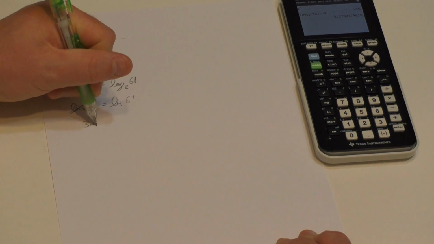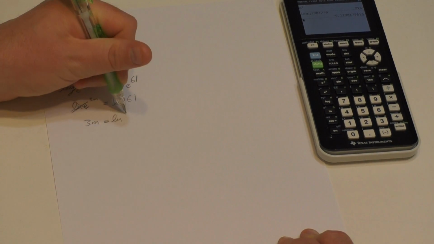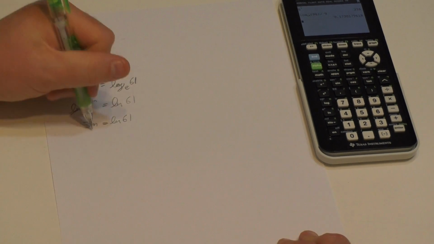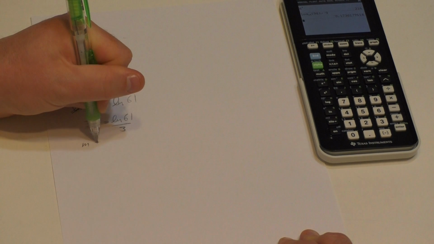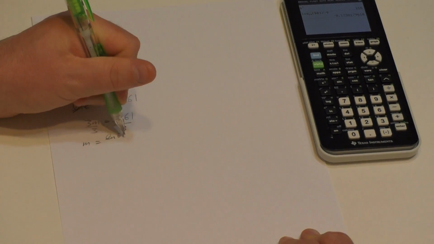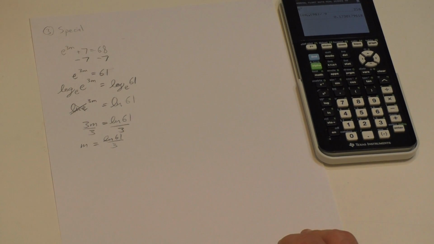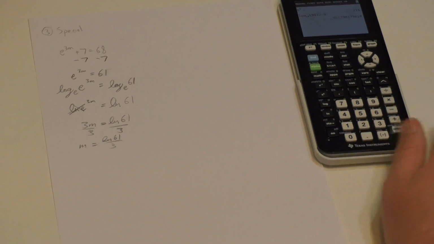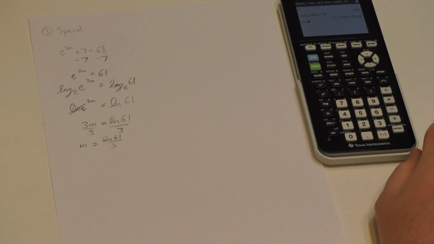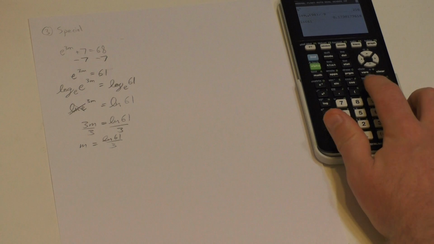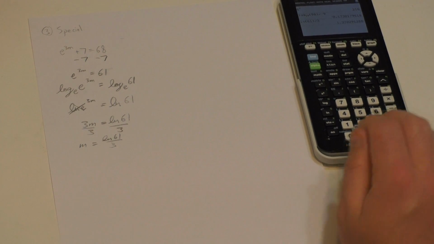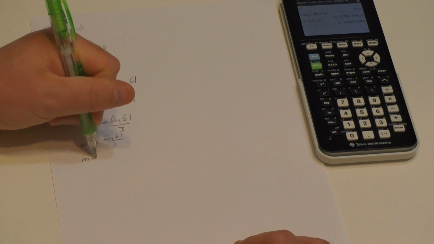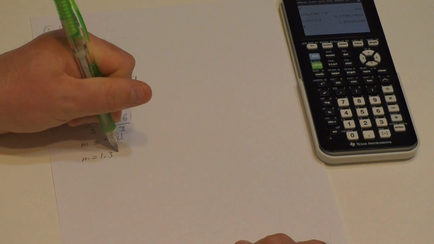I get 3m equals natural log of 61. Divide 3 on both sides. And I get m equals natural log of 61 over 3. Okay? So I don't even have to do log base. I can just hit this ln right here, ln of 61, natural log of 61 divided by 3. And that equals approximately 1.37.